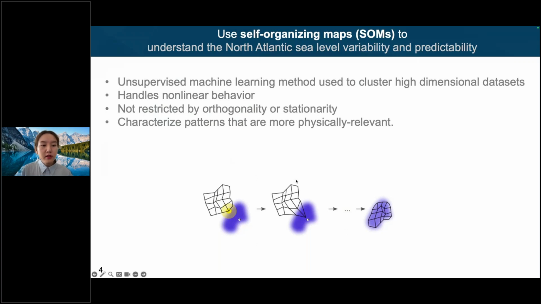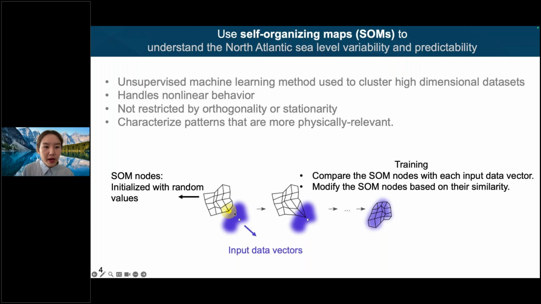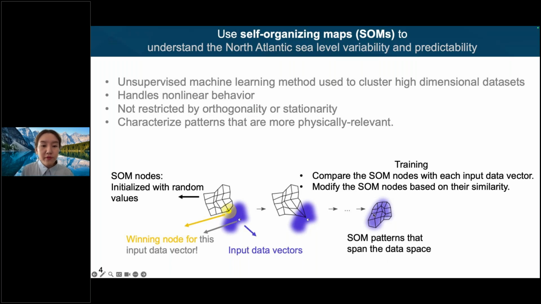This figure shows a schematic for the SOM method. The black cells here show the SOM nodes that are initialized with random values, and the purple clouds here show the input data vectors. Here our input data vectors are maps of the sea level anomaly patterns. The SOM is trained by comparing the SOM nodes with each of the input data vectors and modifying the SOM nodes based on their similarity.